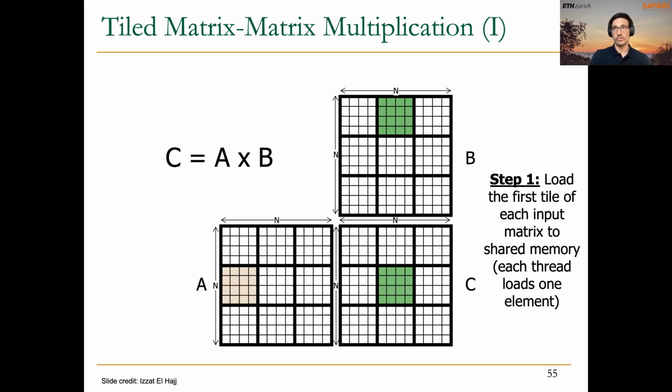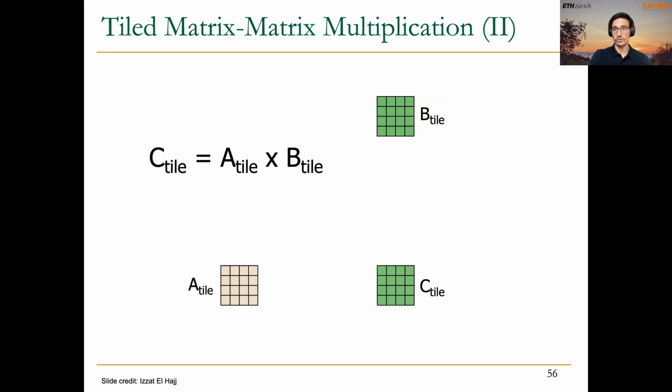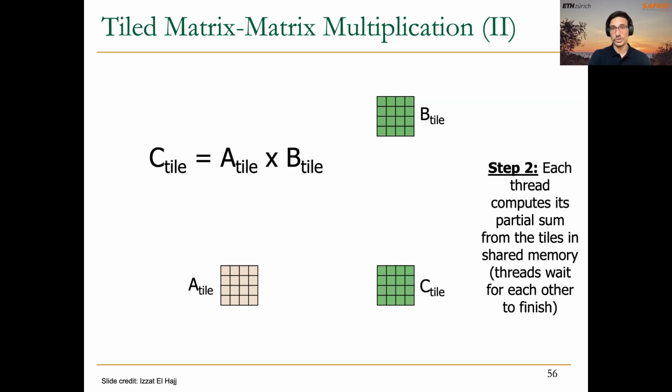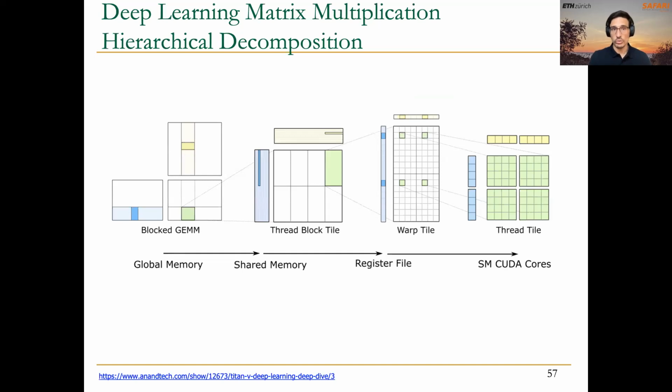Remember that in the very first step, what we are going to do is load different tiles of matrices A and B into the shared memory, then perform a multiplication of these tiles, or submatrices, and accumulate in the corresponding tile of C. Then we load the next tile and continue performing this multiplication. This can be extended into a hierarchical decomposition where we first assign tiles of the matrix multiplication, same as we have just seen in the previous slide, to thread blocks. So these would be the thread block tiles, and these thread block tiles reside in shared memory.